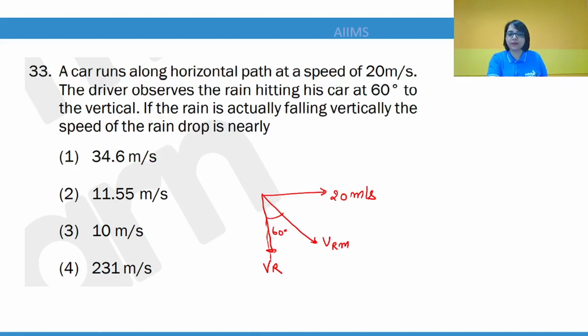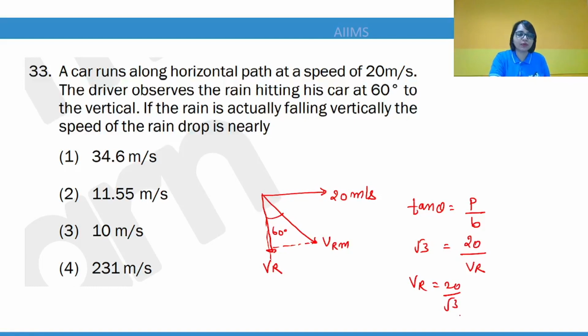So basically, in this triangle, you can see that tan theta is perpendicular divided by base. Perpendicular is 20, base is VR, and tan 60 degrees will be root 3. So VR will be 20 by root 3, that is equal to 11.55 meter per second. So the correct answer is option 2.